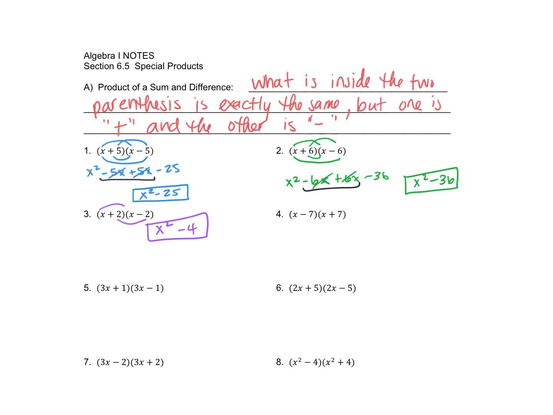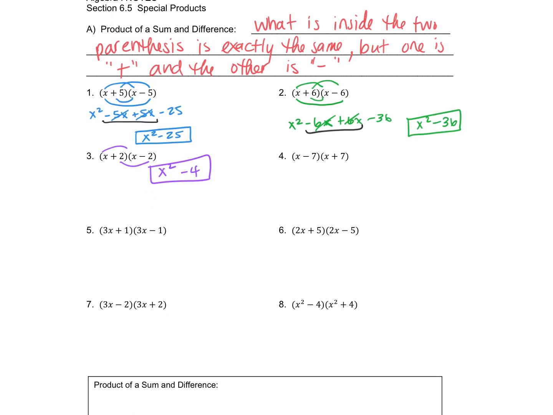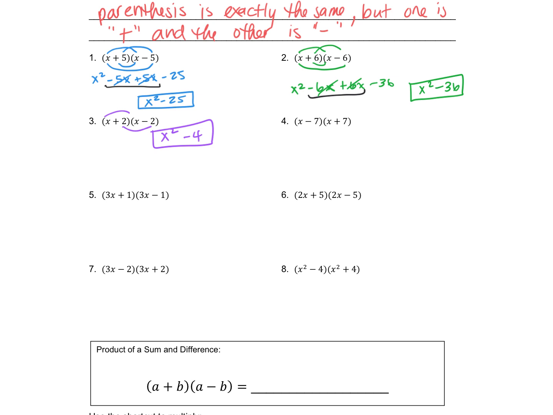Remember, when we have x squared times x squared, that's x to the what power? X squared times x squared is x to the 4th. So don't forget that number 8's a little different because of that. So if it's like 3x times.